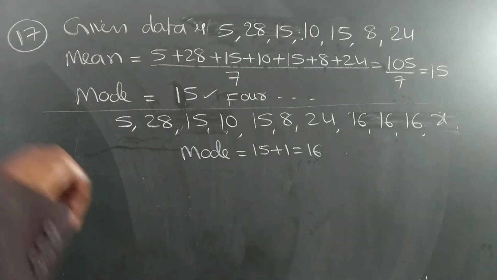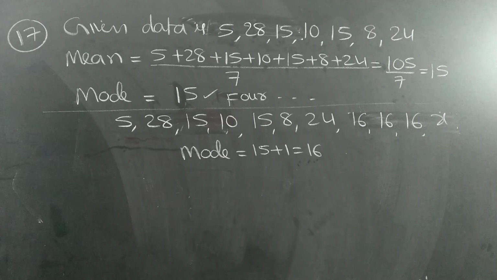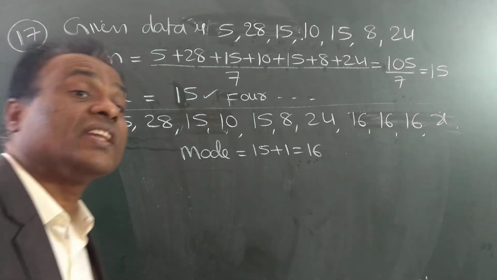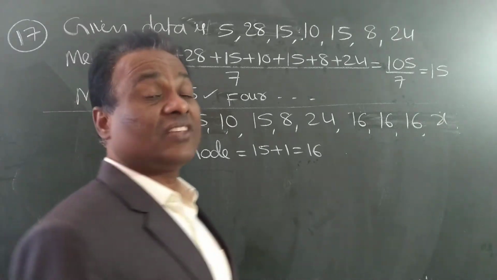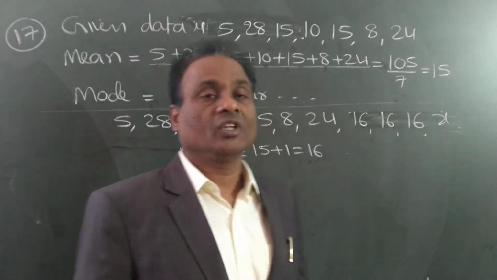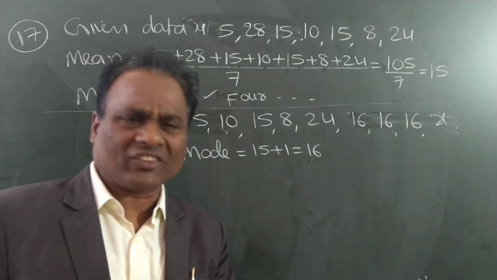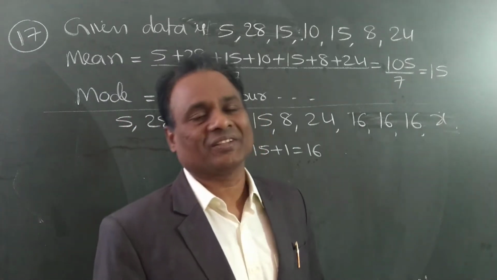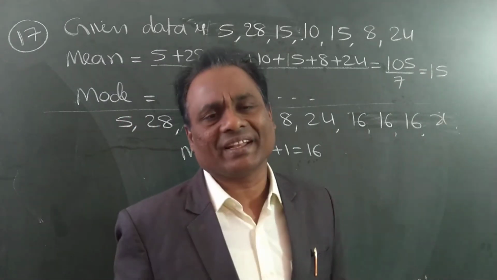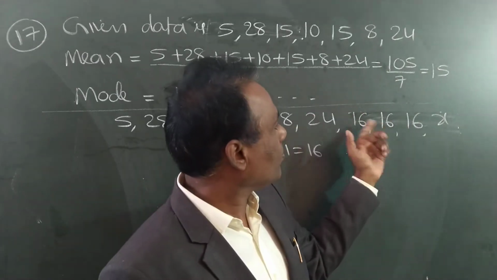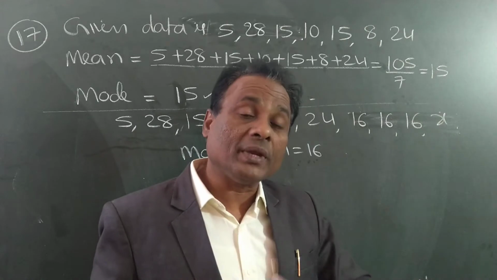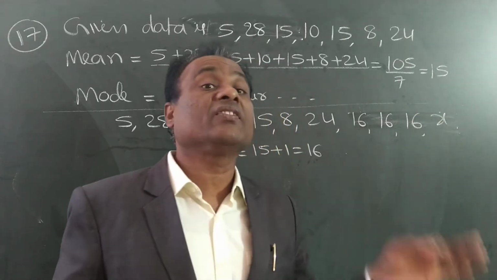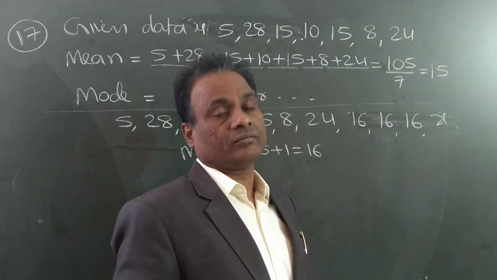Mean and median remain the same. Mode is increased by 1. I am writing the textbook statement, the same textbook statement: 4 numbers are added to the given data such that mean and median remain the same. Mode is increased by 1.